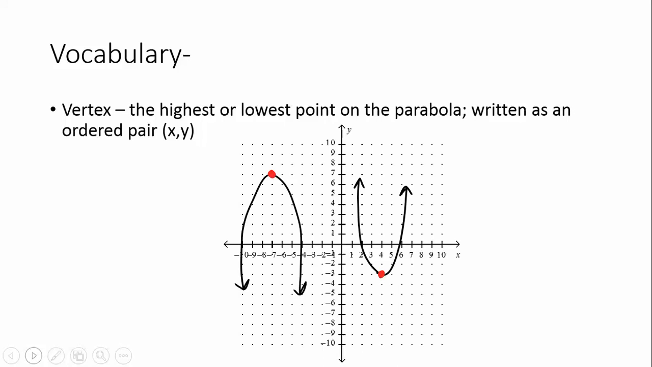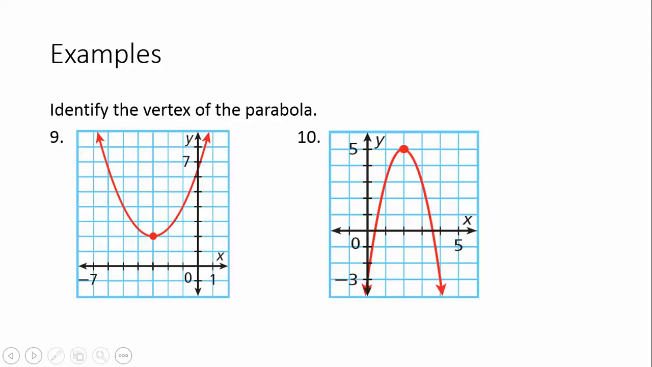So you can see I have 2 parabolas drawn on the graph. The vertex is that ordered pair here on the left that would be the highest point on the graph. And on this parabola, it would be the lowest point on the graph, because it's all the way down at the bottom. But those are the vertices of parabolas. It's either a high or a low point. So let's identify some vertices.